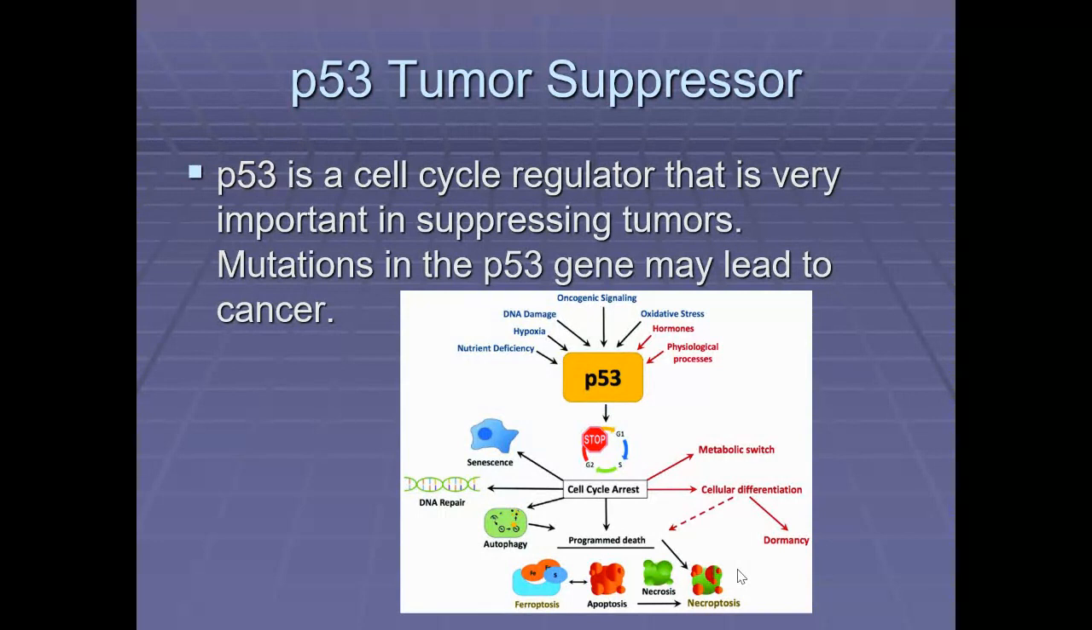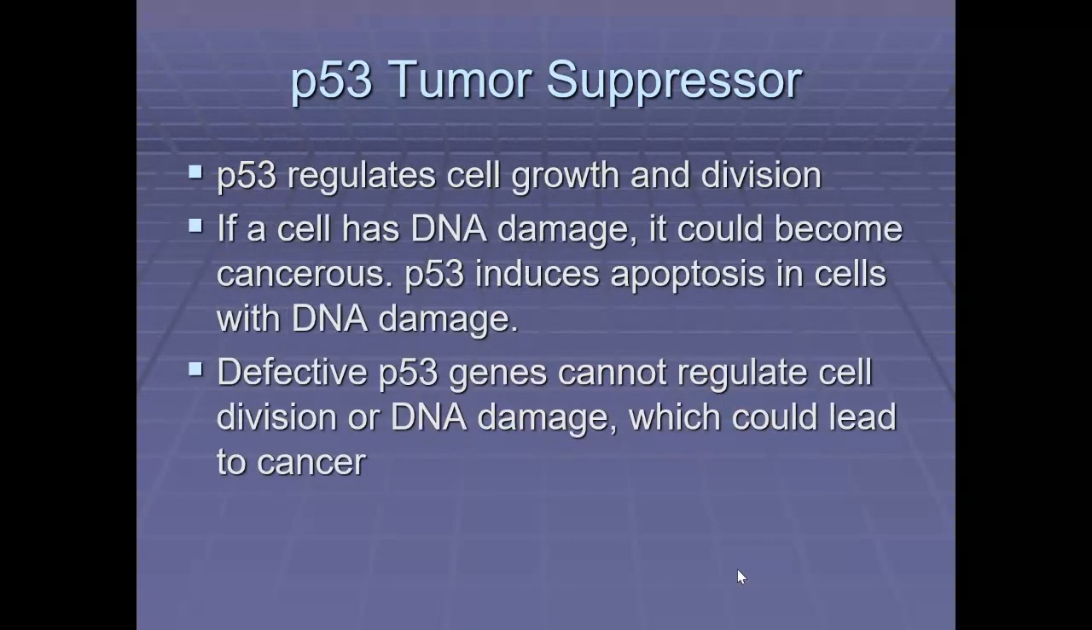P53 is a tumor suppressor. It regulates the cell cycle, and it's important in suppressing tumors. And mutations in the P53 gene may lead to cancer. So if there is DNA damage or nutrient deficiency, P53 will stop the cell cycle. That's called cell cycle arrest. And if it determines that that cell is dangerous or cancerous, it can cause that cell to do apoptosis.